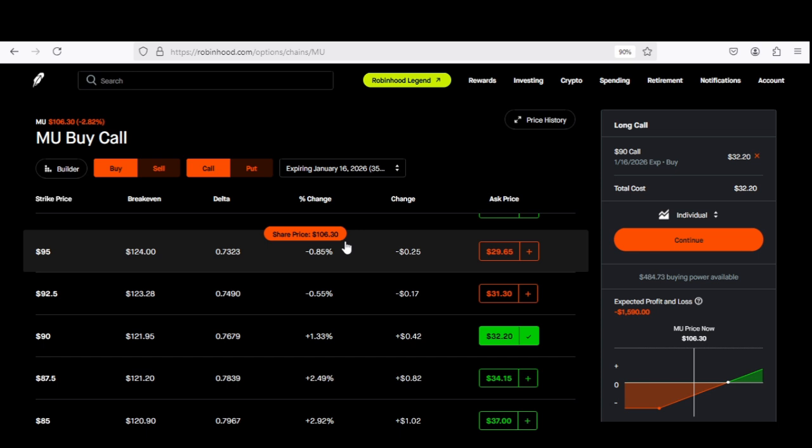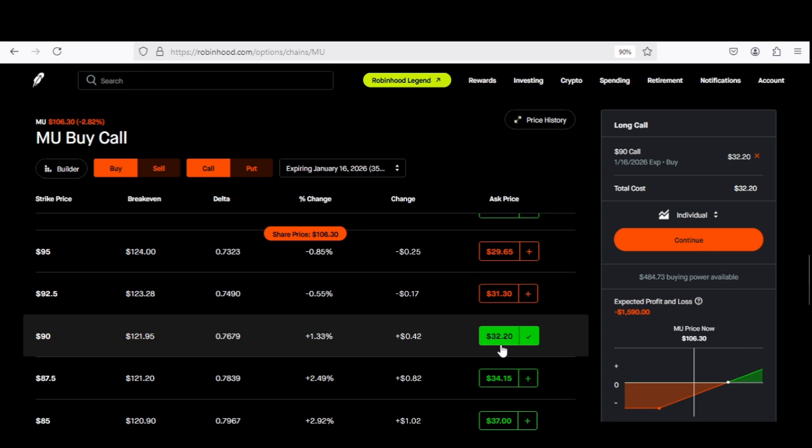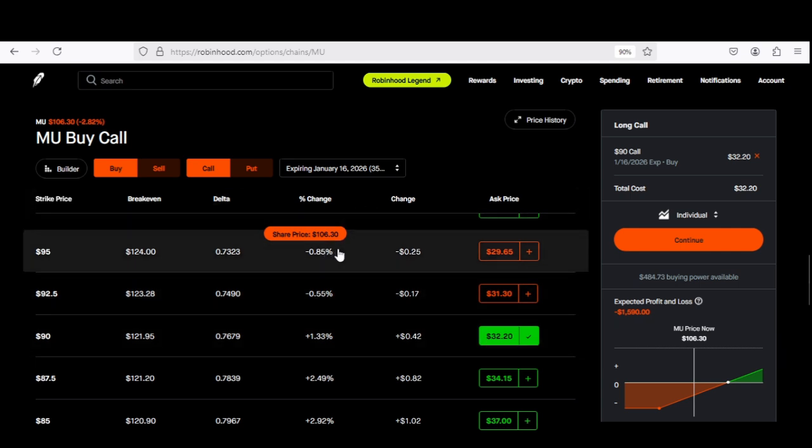However, with the LEAPS option strategy, you're now going to be able to control 100 shares for a lot less, which is going to be the 3,000 down here, which represents only a third of the price. So if you're trading with a small account, it's a lot easier for you to afford to control 100 shares with around $3,000 than for you to buy 100 shares outright with around $10,000.